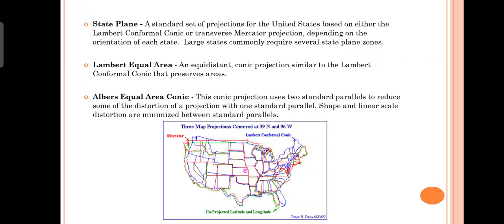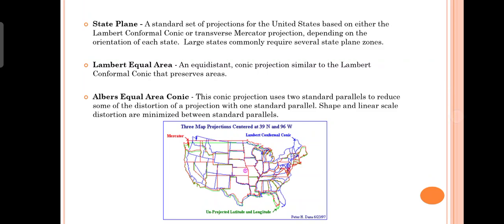Lambert equal area. An equidistant conic projection similar to the Lambert conformal conic that preserves areas. Albers equal area conic. This conic projection uses two standard parallels to reduce some of the distortion of a projection with one standard parallel. Shape and linear scale distortions are minimized between standard parallels.